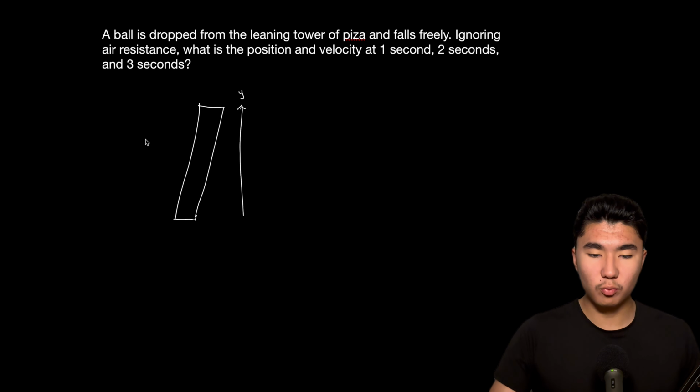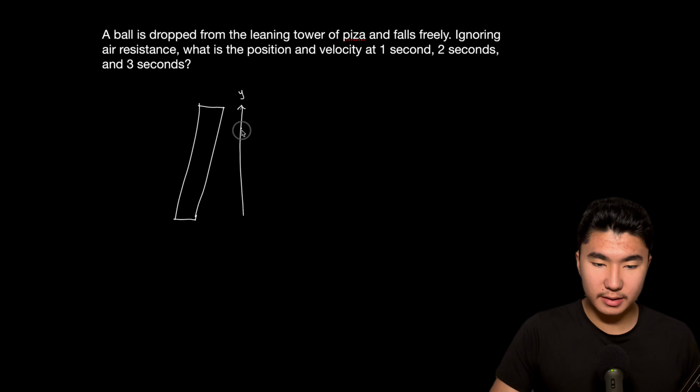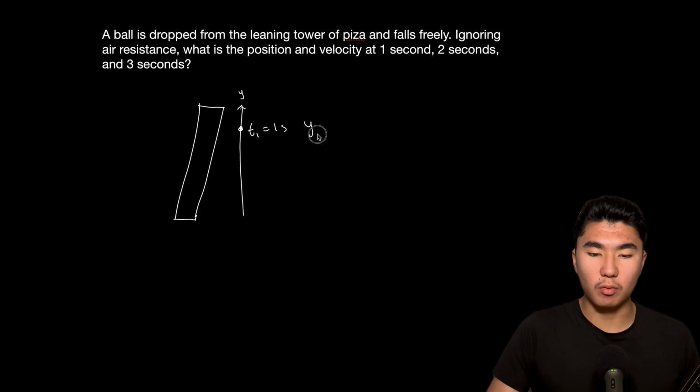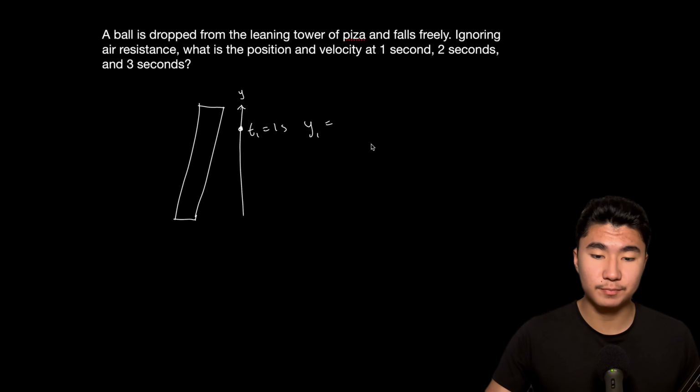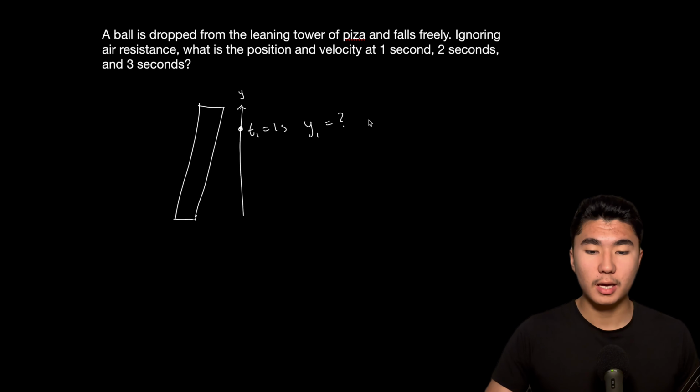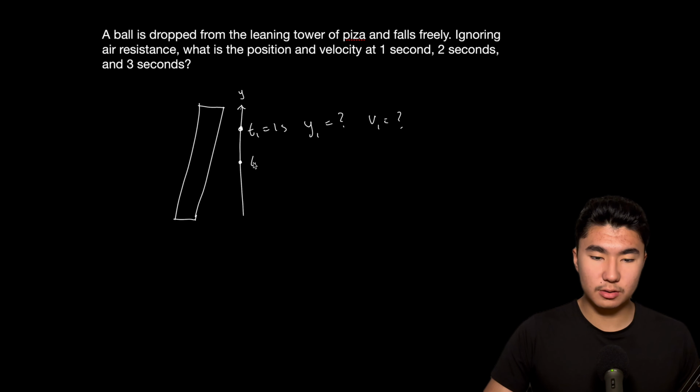So in 1 second, time 1 second, the ball might be somewhere over here. So t1 equals 1 second. Now our y1, which is just going to represent our position at time 1, is unknown, and our velocity as well is unknown. Now we get to 2 seconds over here, so t2 equals 2 seconds.